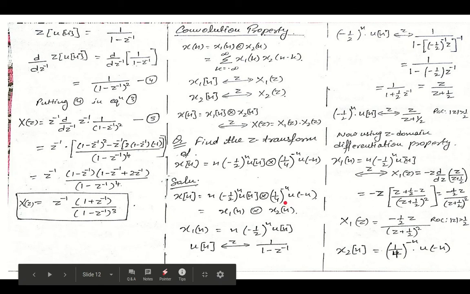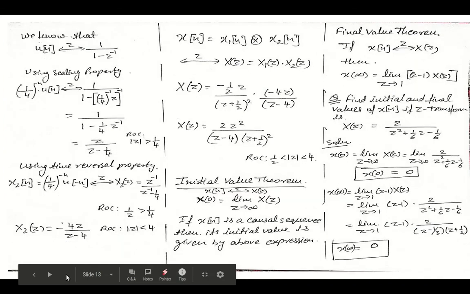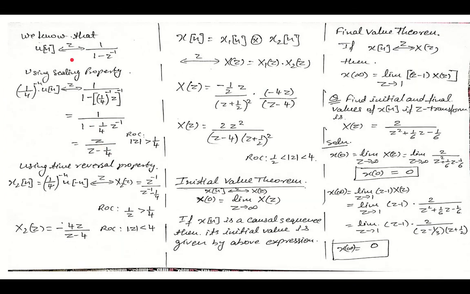One will be the scaling property and the other will be your time reversal property. Firstly, we already know that the value of u[n] is 1 upon 1 minus z inverse. So we scale it by (1/4)^(-n) u[n]. We can put the values over here: 1 upon 1 minus 1 upon 4 to the power minus 1 into z to the power minus 1. So subsequently we will be getting 1 upon 1 minus 1 upon 4 z inverse, which will result in z upon z minus 1 by 4.